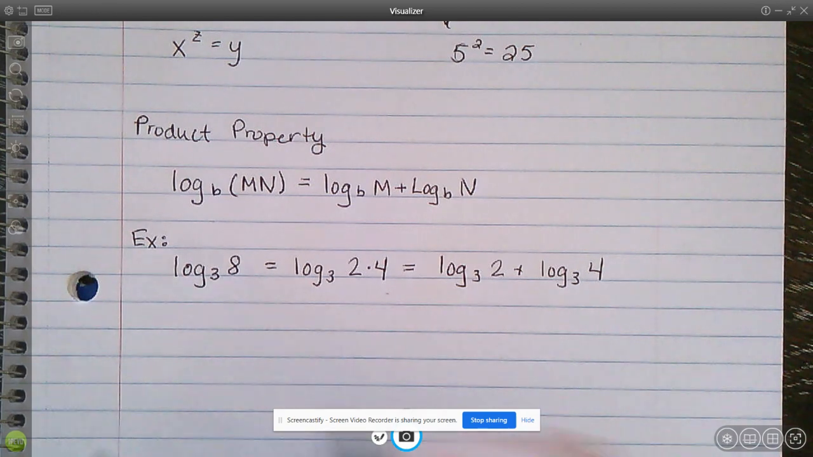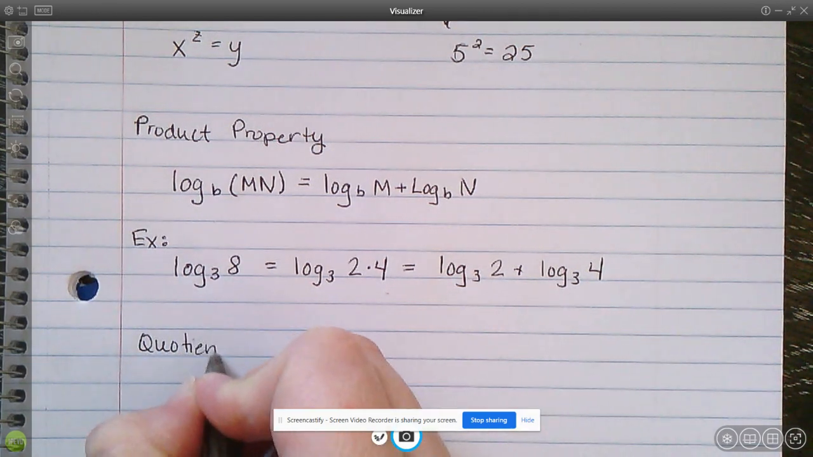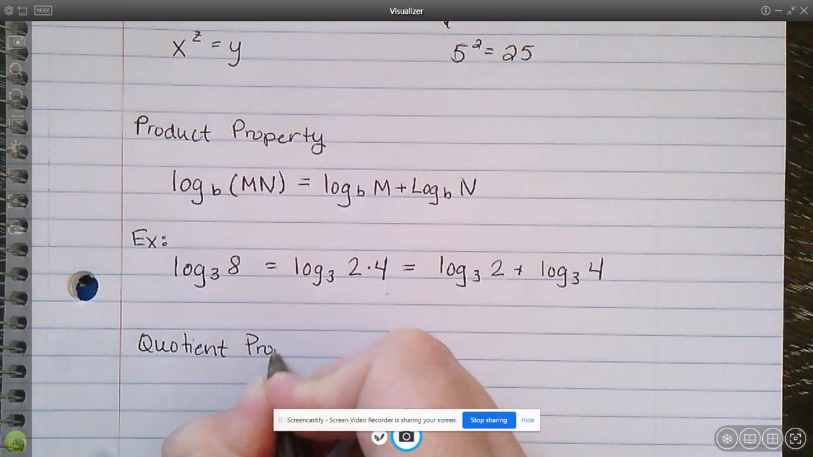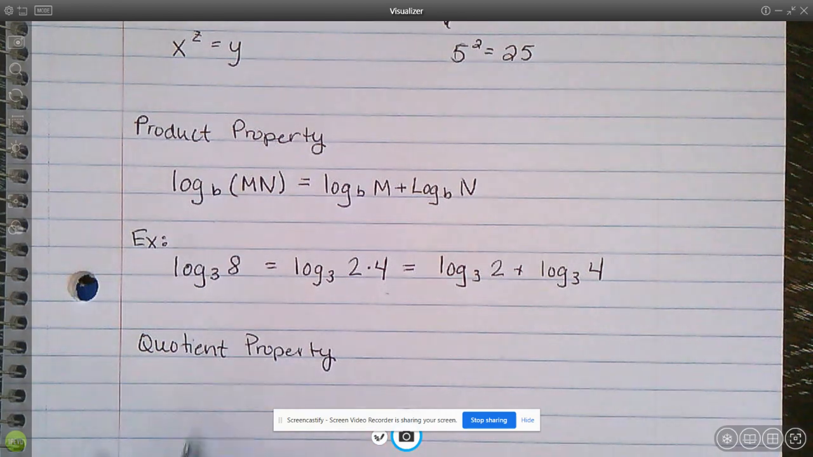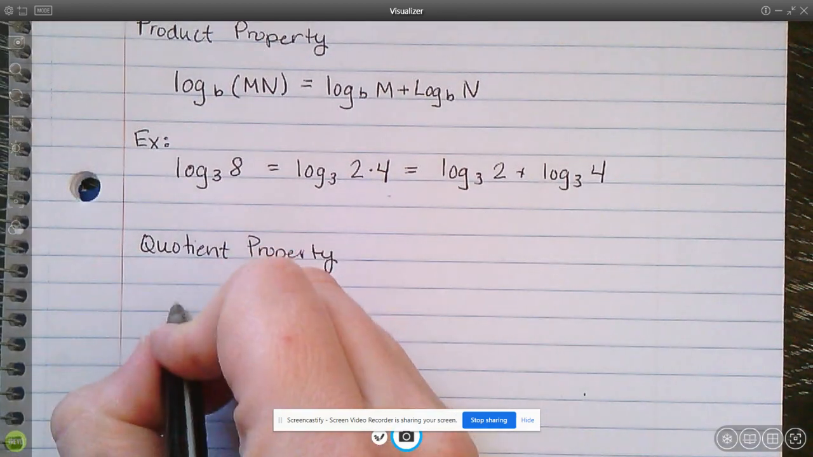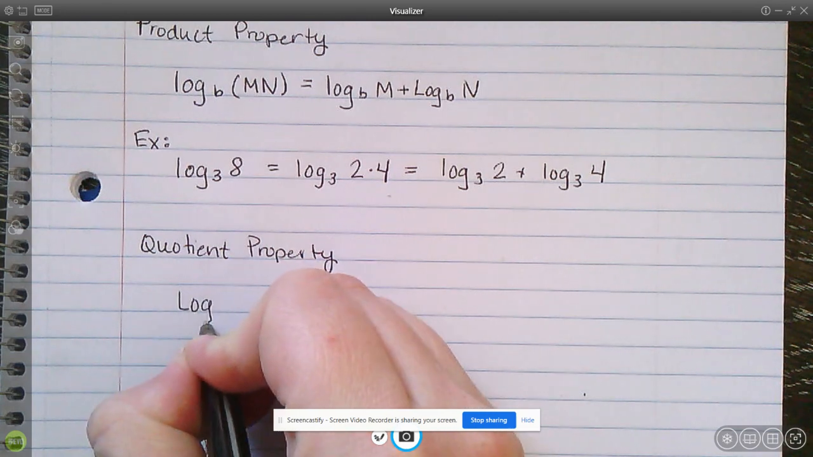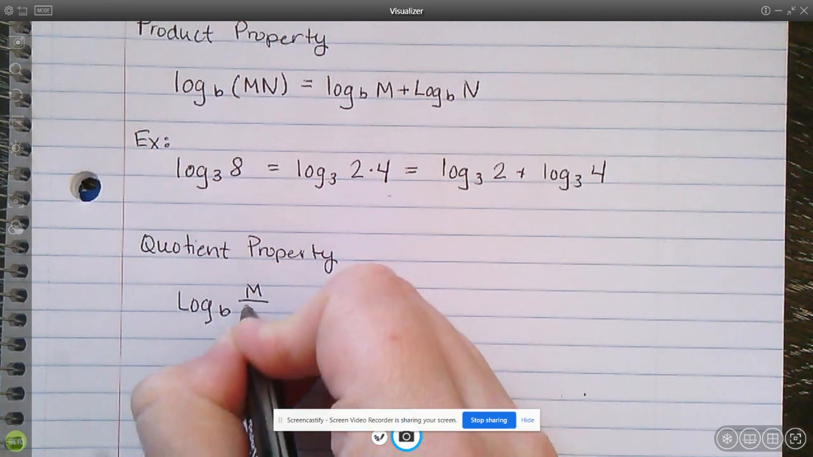Then you can do the quotient property. So that one is log base b of m over n.